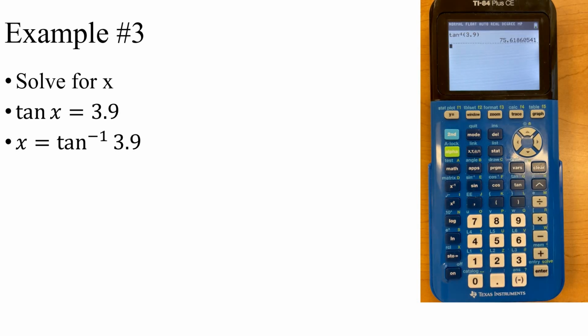So this would be 75.6186 degrees. Tangent of that will get you your 3.9. So anytime you're trying to solve for an angle, it's always an inverse function, whether it's sine, cosine, or tangent, but it's always the inverse, that negative 1 symbol right there.